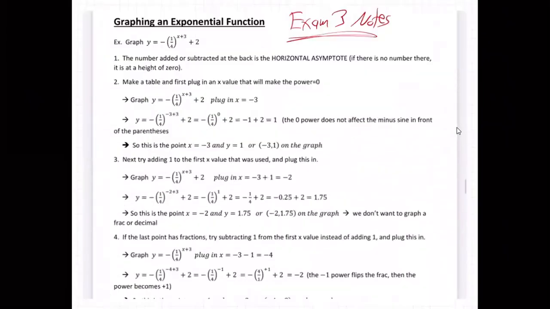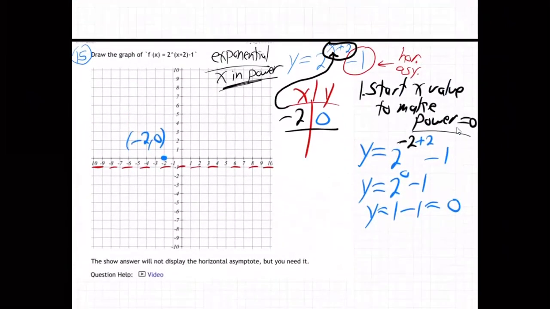We look back here at the notes. Start there. Next, try adding 1. And if that doesn't work well, subtract 1. It'll work fine for us this time. I'm just going to add 1. So just add 1 to whatever you just had. So that'll be what? -1. That went up by 1. -1. So now I'm going to take the equation y equals 2 to the x plus 2 minus 1, and I'm going to plug in the x value of -1.